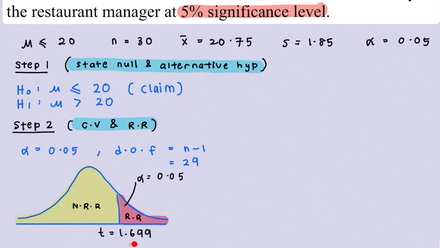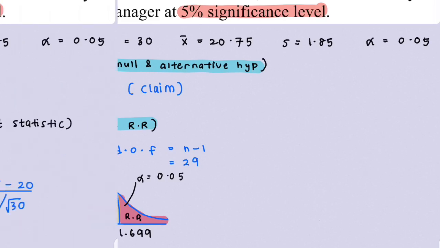So how to find the T value? You have to know the degree of freedom. The formula is n minus 1. Your n just now is 30. So 30 minus 1 is 29. And then refer to the T table. Alpha value is 0.05 with the degree of freedom 29. So your T value will be 1.699. How to read the T table you have learned in the previous chapter.